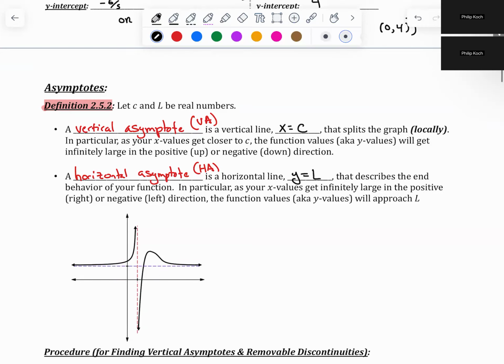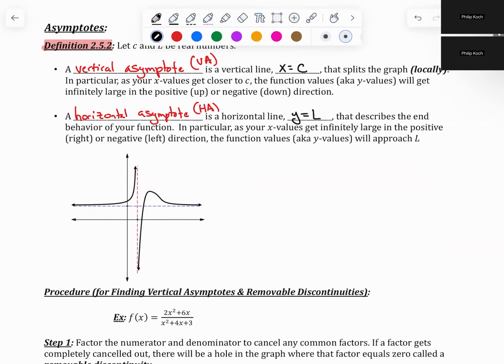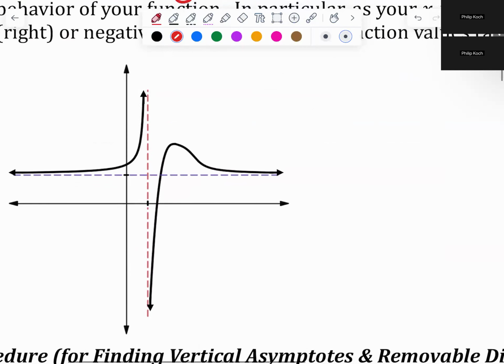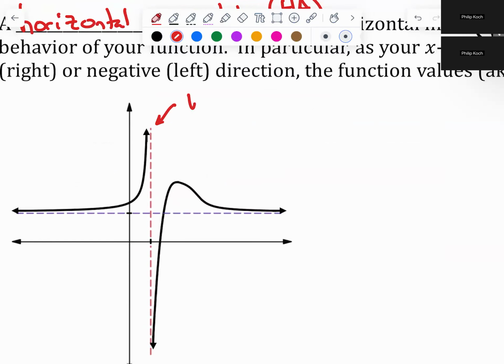So I've got a pictorial representation of this that I think will be a good piece of it. So that dashed red line, I know it's kind of hard to see unless I zoom in. This is your vertical asymptote. This is a VA at x equals c. So this is the value c, and this is the value capital L. And this line right here is an HA at y equals L, capital L.